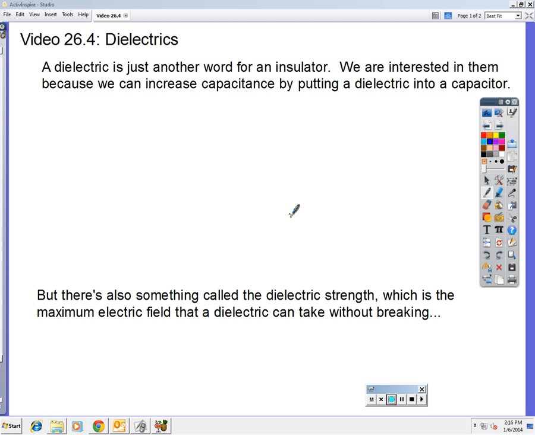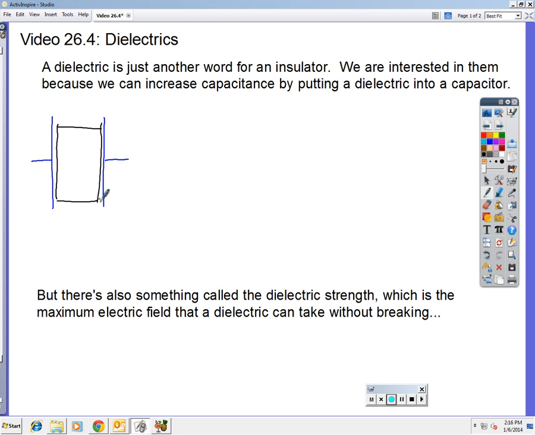Air is a dielectric. It's the most common thing to be in a capacitor. Now, the reason we put them into capacitors is that they increase the capacitance. Essentially what they do is, if you've got a dielectric between the plates of the capacitor, the dielectric contains polar molecules.